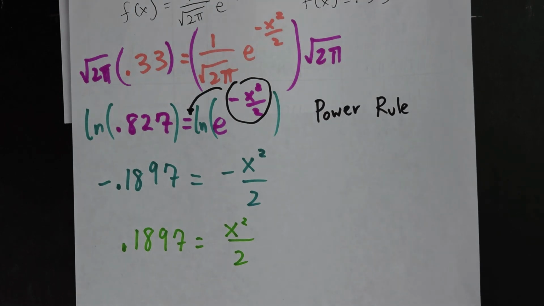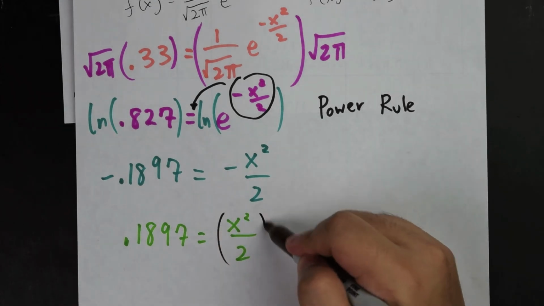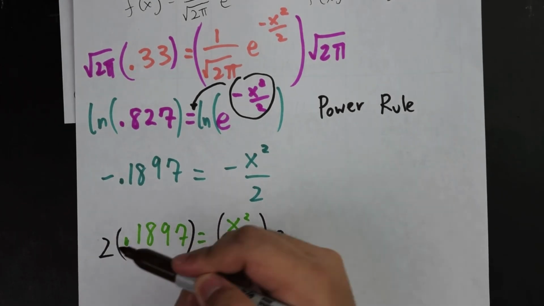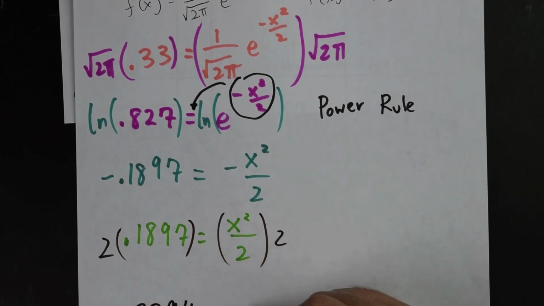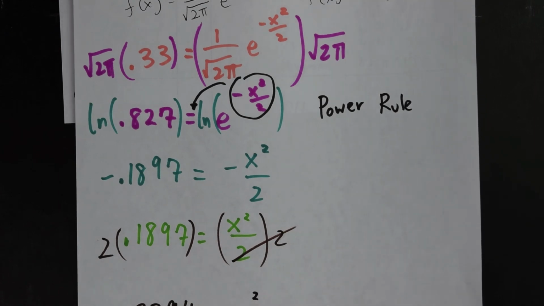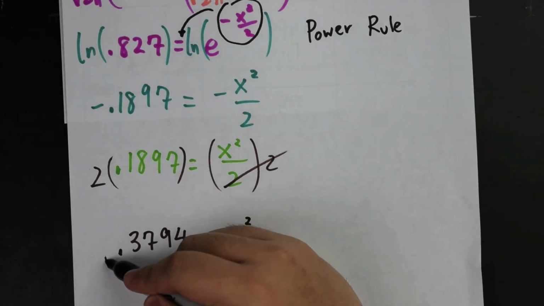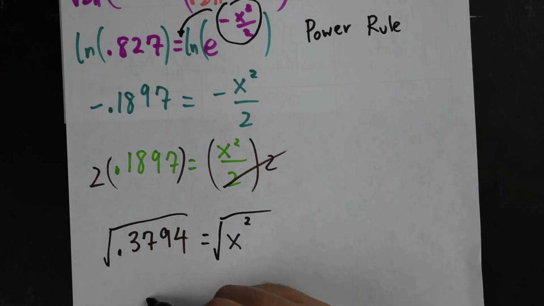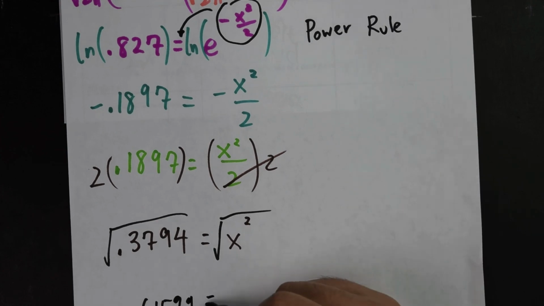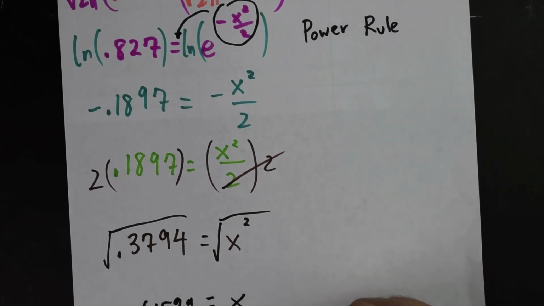Okay, and now since I'm getting near the end of this, I just need to solve for x. I can multiply both sides by 2, and that's exactly what I did. And then I got 0.3794. I'm just looking at my own calculator for how I got that. These cancel out, so it'll be x squared. And then in my very last step, I simply square rooted both sides, and I ended up getting 0.61599 equals x, and that would be my answer right here.